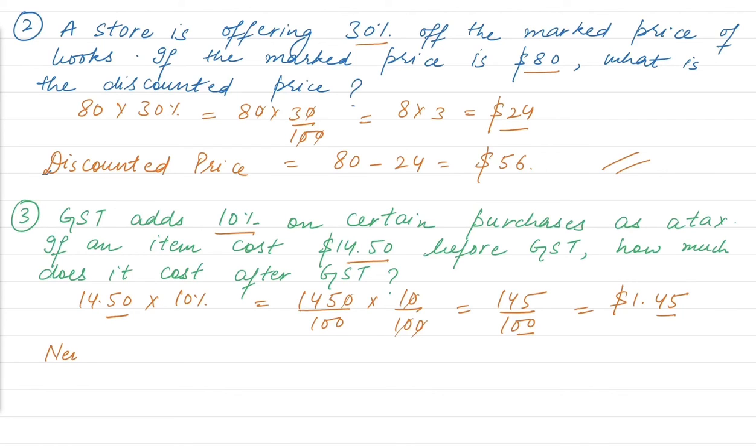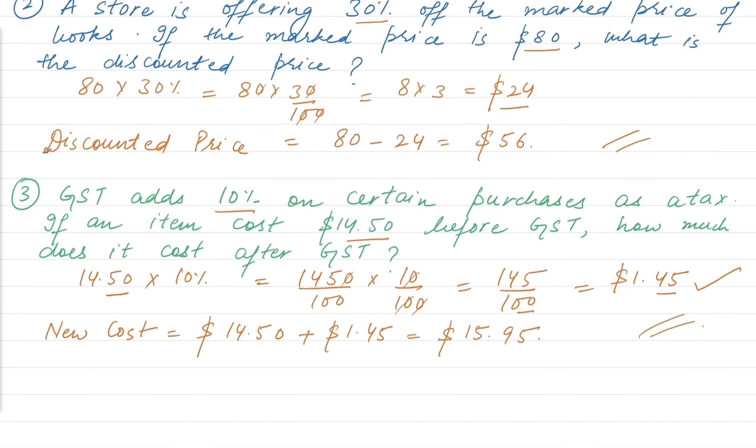Okay, now what will be the new cost after GST, meaning including GST? It will be $14.50 plus $1.45, which is equal to $15.95. So in this way, we can find the value after GST. The value of any product we can find like that. So we should know how much percent GST is on top of that.